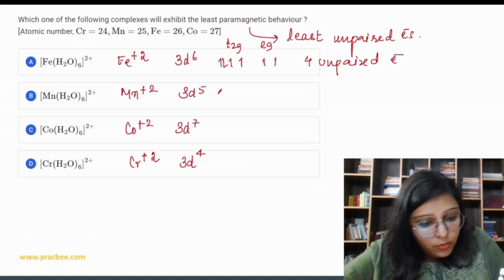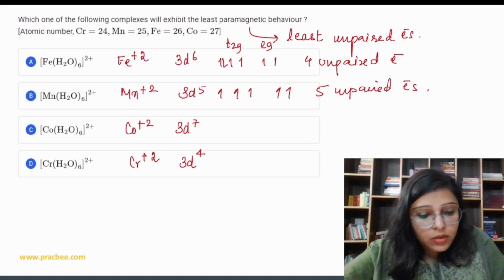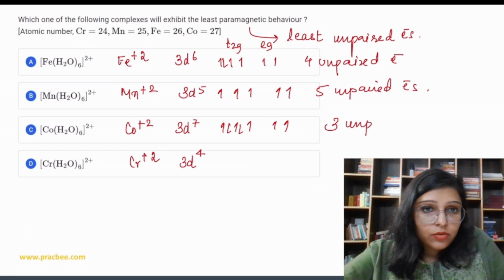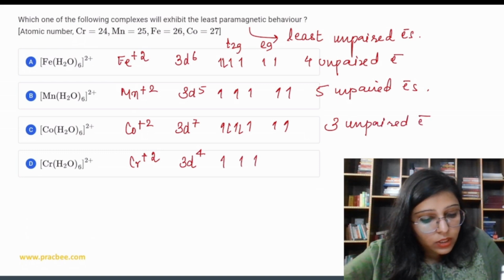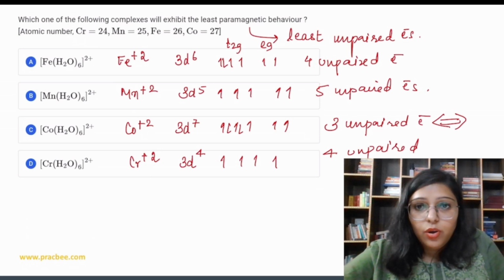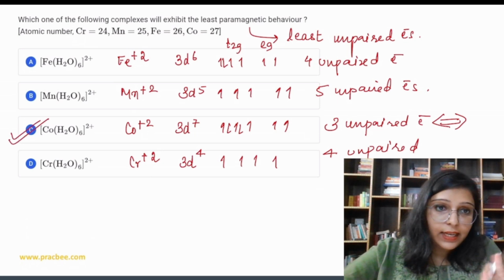Now here 1, 2, 3, 4, 5. So here we have 5 unpaired electrons. Now we have 1, 2, 3, 4, 5, 6, 7. So here we have 3 unpaired electrons. Now 3d4: 1, 2, 3, 4. So here we have 4 unpaired electrons. So the least number of unpaired electrons is in this. So option number C is the correct answer.